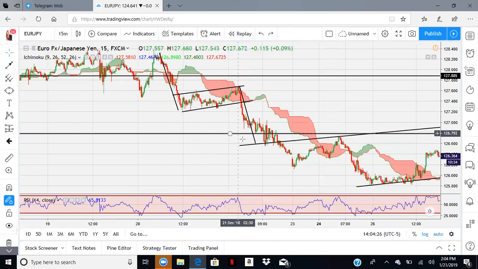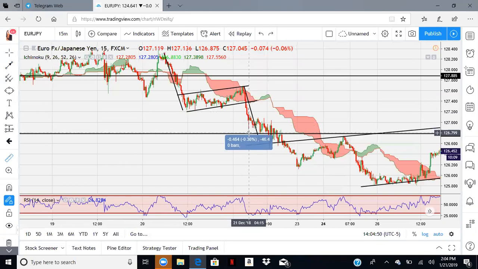This is a continuation pattern. I don't like to catch reversal patterns. So I had an impulse down, consolidation, continued down. Red candle, red cloud right here. Also broke out of that consolidation. If you're just doing structure, you sell. Take profit at the zone. This was a good 45 pips on the 15-minute.